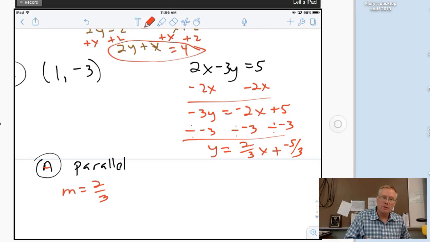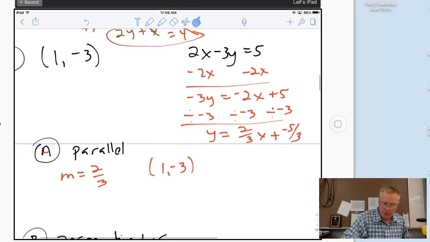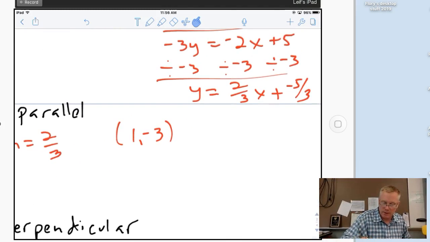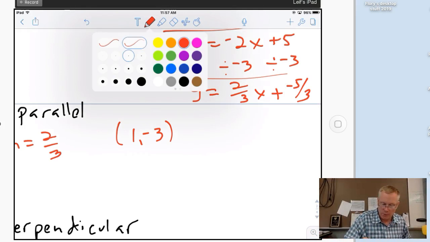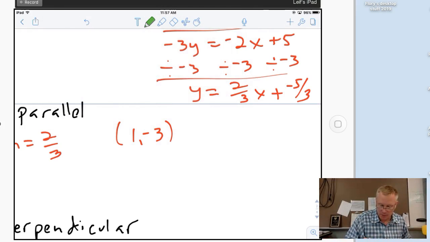And if it's parallel, the slope will also be 2/3, okay? And I need to go through this point, 1, negative 3. So I can plug this in once again into that same formula. y minus y1 equals m times x minus x1. y minus negative 3 is the same as y plus 3 equals 2/3 times x minus 1.